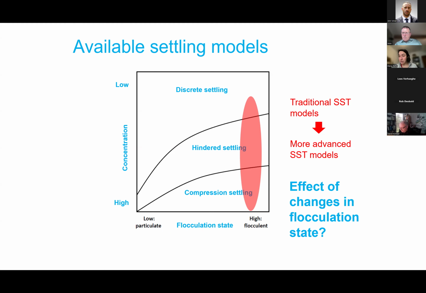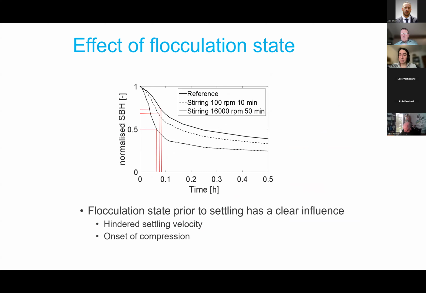So what will we do if some changes happen in the flocculation state due to shear or something else, for instance? I will show you a little example of, again, a nice batch sedimentation experiment where we took the same sludge sample. We let it settle for half an hour in this case. Then we stirred it at 100 RPM for 10 minutes and we let it settle. And then we stirred it very, very powerfully, like we really mixed it up. And we let it settle again.